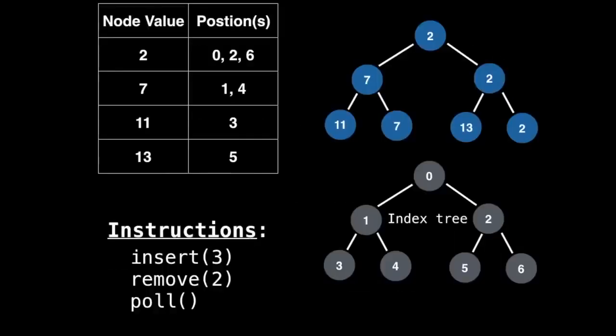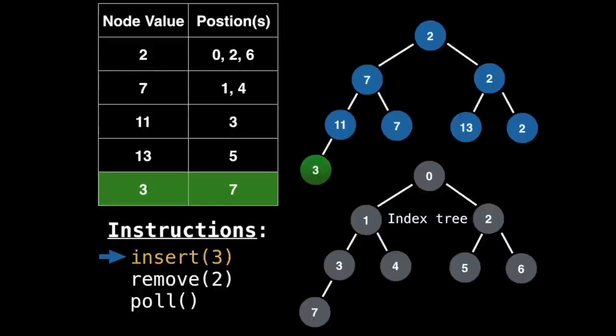So let's look at an example, not just of removing, but also of adding and pulling elements with this new scheme I just proposed. It's not that hard, trust me. So first one, we want to insert 3. We need to place 3 at the bottom of the heap in the insertion position. We also need to track where the new node is, so we add 3 to our table, along with its position, which happens to be at index 7. Look at the index tree in gray to confirm this.